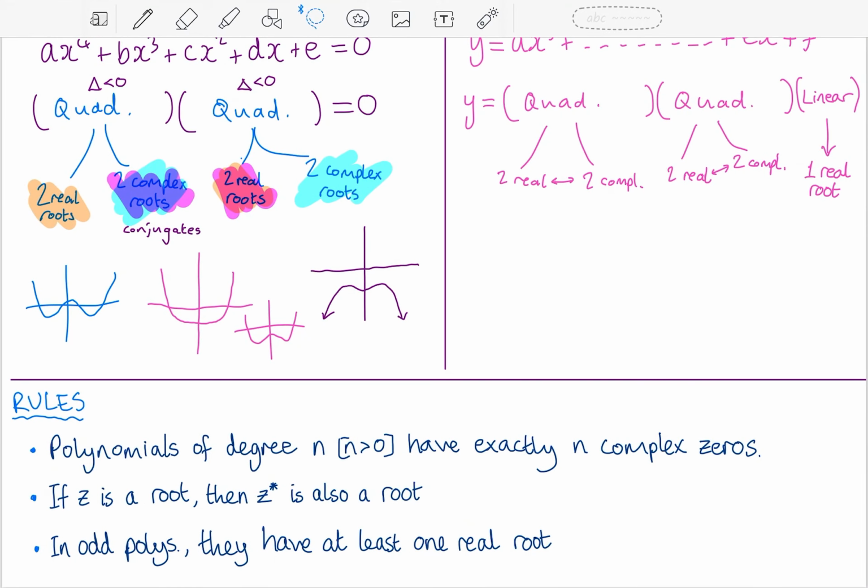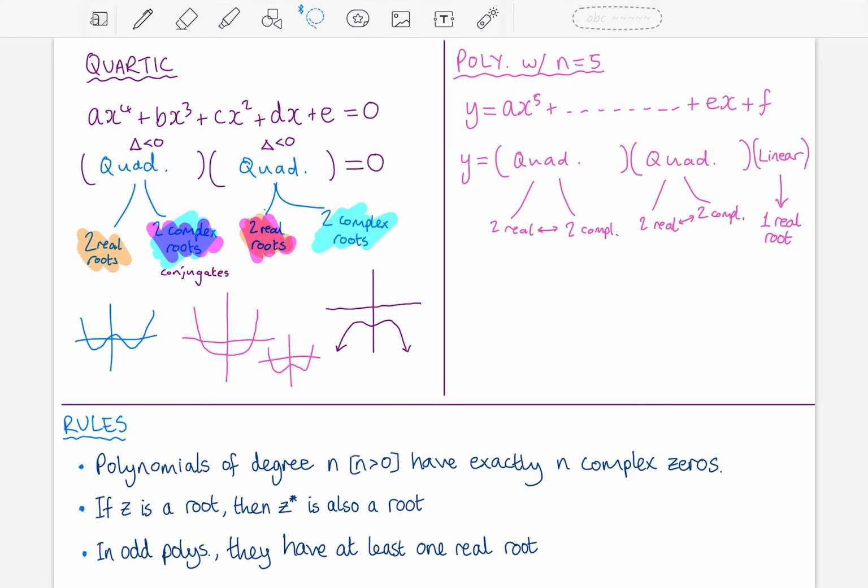we have the following sort of summary of rules that we can get from this. Well, firstly, one thing we'll say is that the degree of the polynomial, the highest power, is equal to the number of complex roots, the number of roots in total. In the quartic, we had 4 roots. Whatever combinations we picked, we have 4 roots. Here, we have 5 roots.